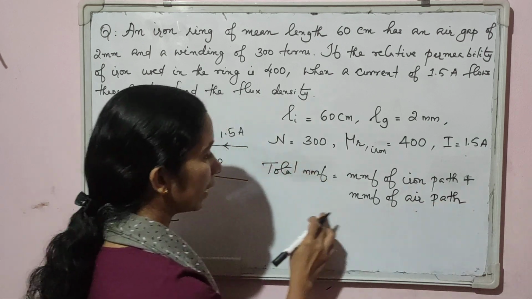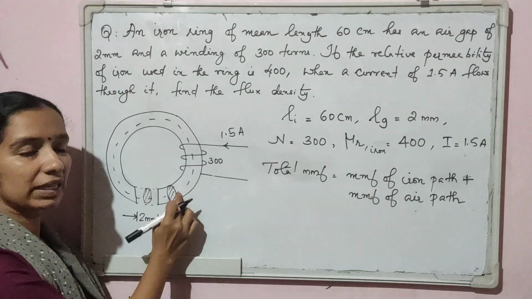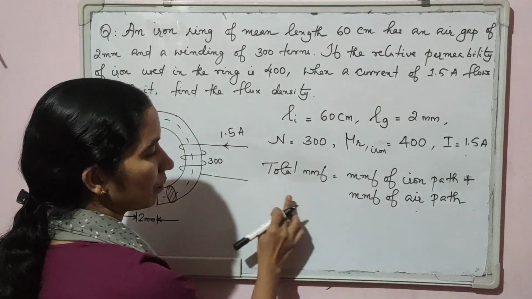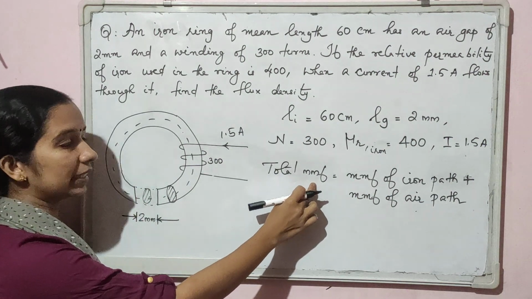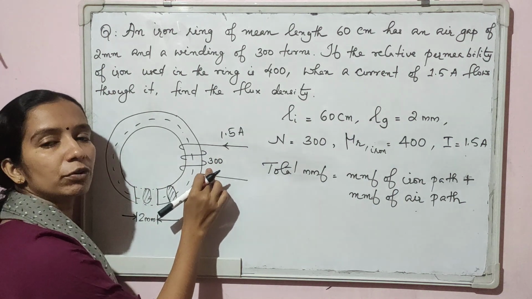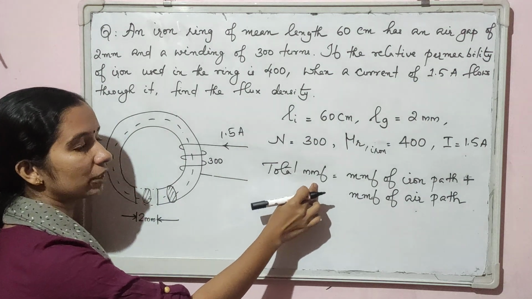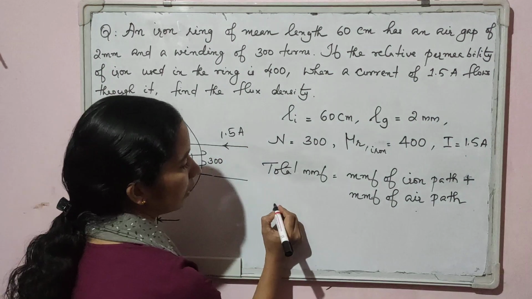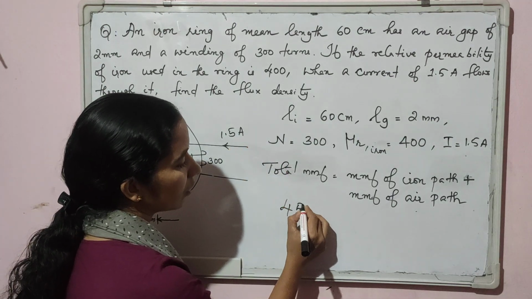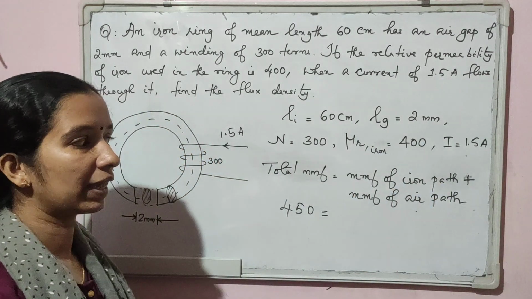Here the total MMF will be equal to the MMF used up in the iron path plus the MMF used up in the air path. In case of every magnetic circuit, the total MMF can be calculated as the current into the number of turns of the coil wound over the magnetic material. So total MMF always equals current into number of turns, that is 300 into 1.5, which becomes 450. Total MMF is 450, and now we need the MMF of the iron path and the MMF of the air path.